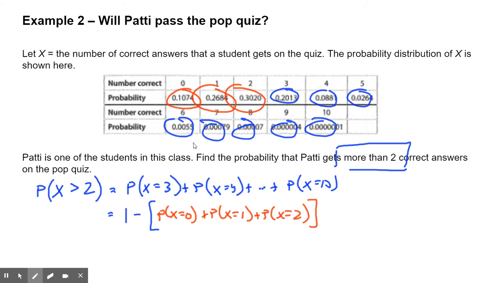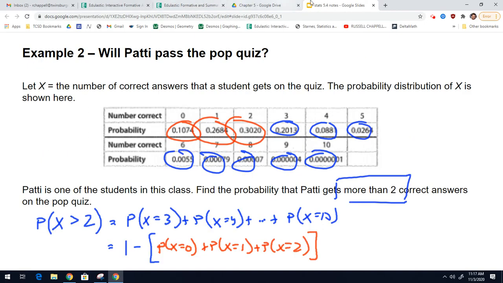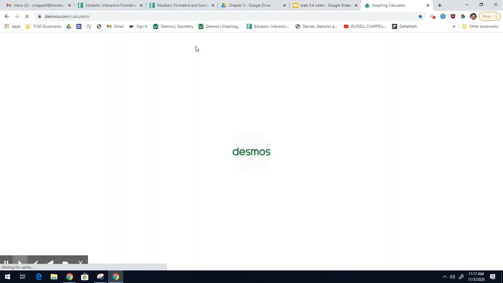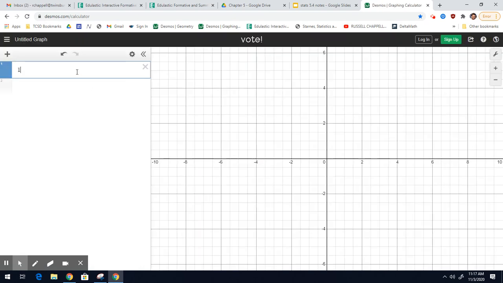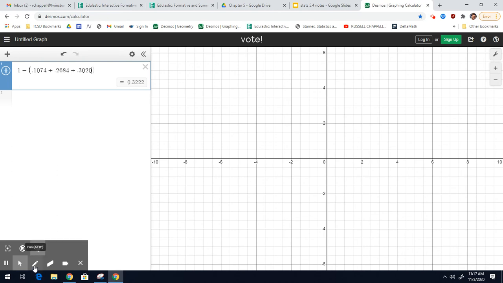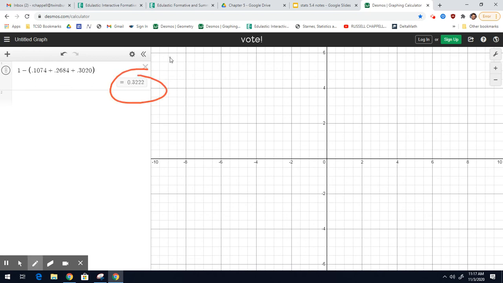Okay. All right, so let me take a picture of this. So I have those 3 numbers. They are kind of obscure. Okay. All right, so let me go into Desmos graphing calculator. And again, I'm going to take 1 minus, and again, I'll use the parentheses. And now I'm going to add 0.1074 plus 0.2684 plus 0.3020. And there is the probability that she's going to get more than 2 correct. 0.3222. And we'll just leave it at that.